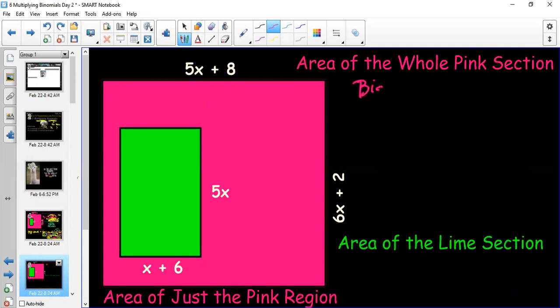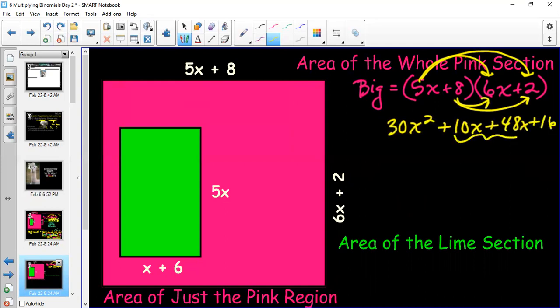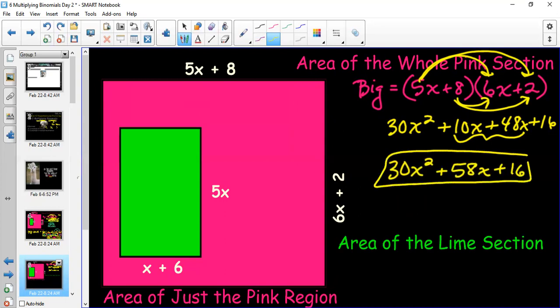Let's find the area of the big shape here. That would have been 5x plus 8 as one binomial times the other binomial, which is 6x plus 2. All right, if you would have distributed that, that would have been a 30x squared and a 10x plus a 48x plus a 16. And if I combine my x's, our answer would have been 30x squared plus 58x plus 16. So that was the area of the big shape.